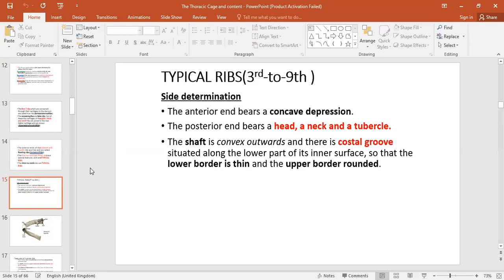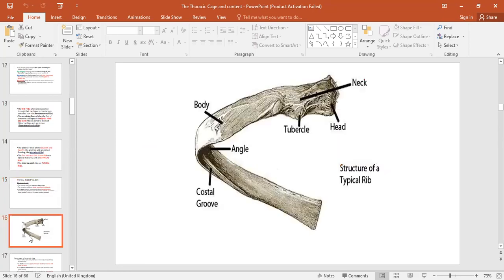Okay, now let's see what typical ribs look like. So number one is that typical ribs are concave. So typical ribs have a concave depression. That's number one. Then a typical rib will have a head, a neck, a tubercle. So this is a typical rib. First of all, it has a head here. Then this narrowed part, we call it the neck. Then on the neck, there's a tubercle there.